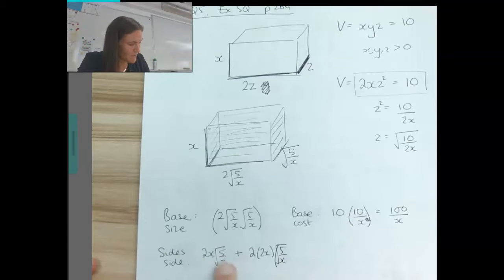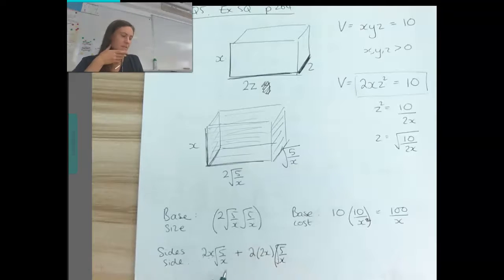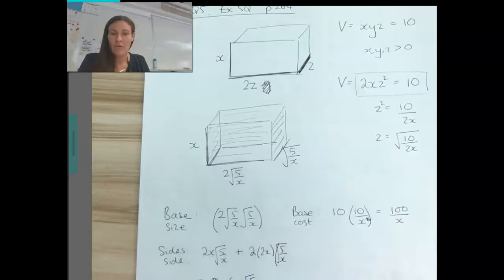Okay, I'm going to try and simplify that a little bit before I go any further. So I've got 2x of those, and then I've got 2 lots of 2x of those. So in total, I've actually got like 4, and that's 2. So actually, I've got 6x root 5 over x.